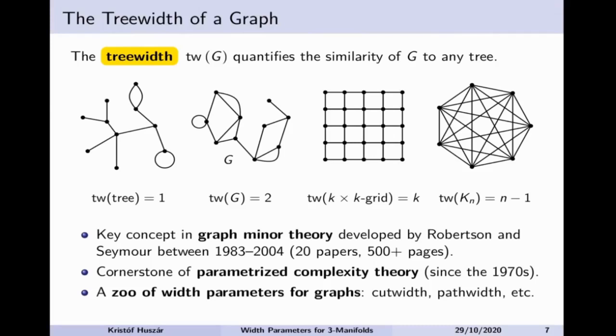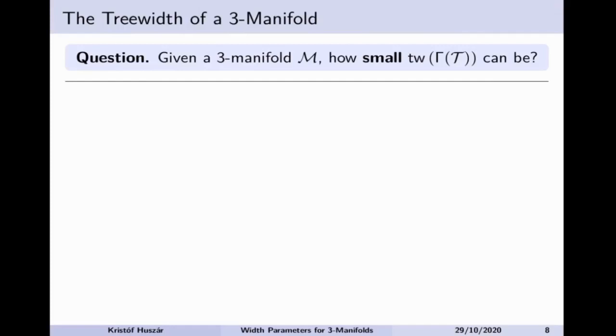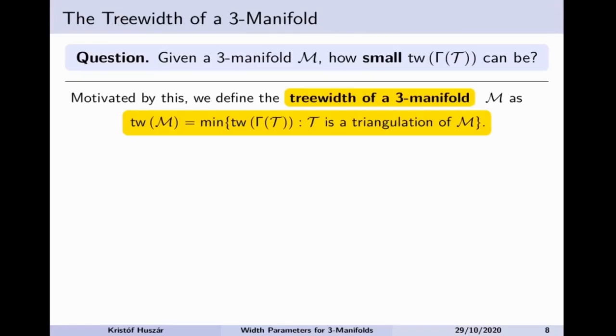All right, so we have discussed briefly the treewidth of a graph. So what is the treewidth of a three-manifold? In order to introduce that, I would like to just restate the main question for us. Given a three-manifold M, how small can the treewidth of a dual graph be? This question also guides us to the definition, namely, we just take the smallest possible value, and that's it. So the treewidth of a three-manifold is defined to be the smallest treewidth of the dual graph of any triangulation thereof.